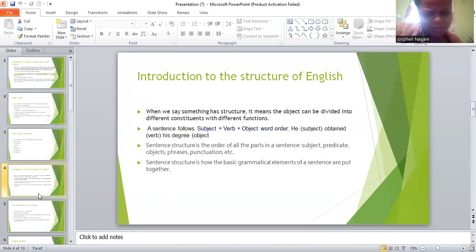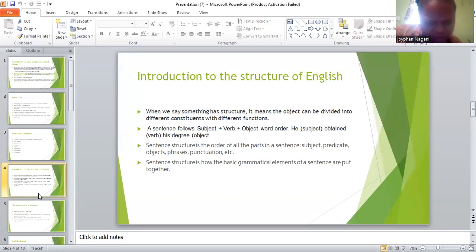When we say something has structure, it means the object can be divided into different constituents with different functions. So in our case, we are going to discuss the structure of a sentence. A sentence follows a subject plus verb plus object word order. An example of a sentence: he obtained his degree. He is the subject, obtained is the verb, and his degree is the object, a direct object.